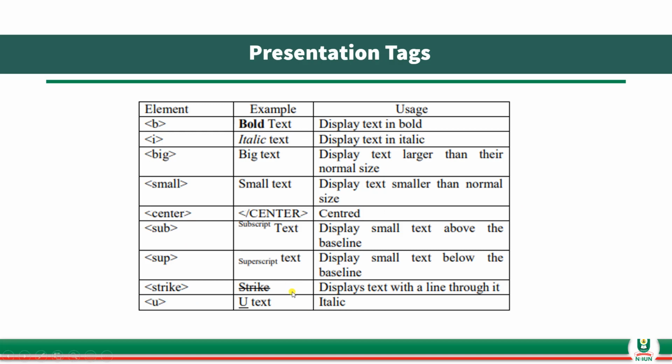Now there are some categories of tags called presentation tags. This helps you to present how your text will look. For instance, if you want to bold a part of your document, you use the B tag, so it displays bold text. The I tag for italics, big text, on and on. The same thing with subscript, superscript, strike through, underline. So there are different HTML presentation tags that help you to achieve those presentations on your browser.